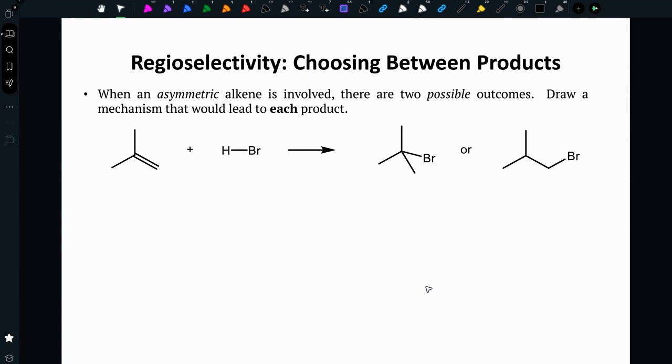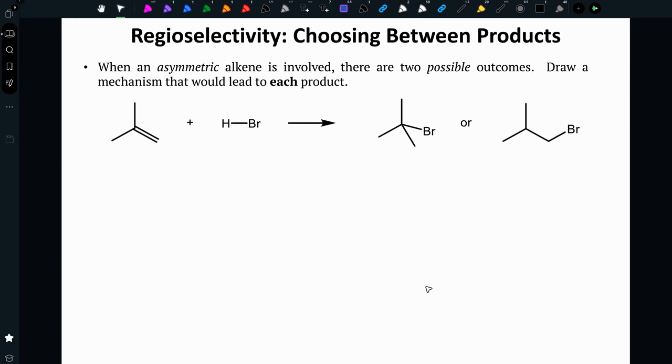All right, so here's an example of an asymmetric alkene where I have my double bond between two carbons that have a different number of substituents. We would call these the more substituted carbon and the less substituted carbon. More substituted means it's bonded to more other carbons. Less substituted, it's bonded to fewer other carbons. So just to give that terminology, this is more substituted on this side, and this would be less substituted.